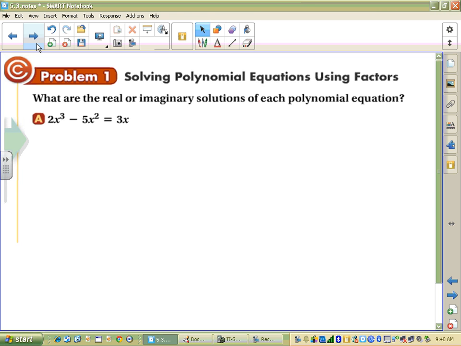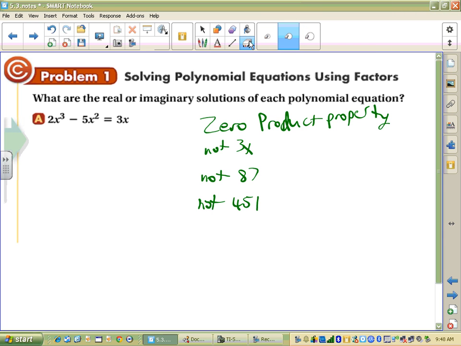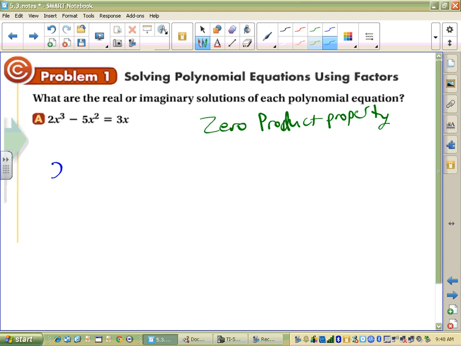So problem 1, I don't like when they call it problems because they're really not that bad. What we do want to do, there's a thing called the zero, not the 3x, not the 87, not the 451. It's the zero product property. The zero product property. Okay. Because of that, what we want to do with this equation in this first example is get everything equal to 0. So we'll have 2x cubed minus 5x squared minus 3x equals 0.